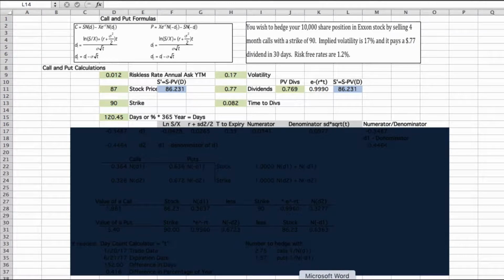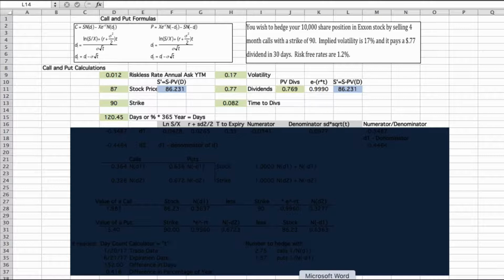This is a hedge for Exxon. You have 100 lots or 10,000 shares. You're selling calls this time. Calls have a strike of 90. The stock is trading at 87. Volatility 17%. And we only know of one dividend on this problem. It's 30 days away, 77 cents.